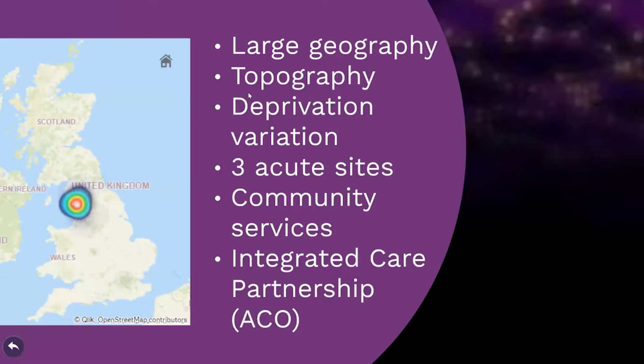There's a lot of deprivation variation. Some of the people classified as being in the most affluent part of the deprivation index live in some of the areas, and also we've got people, particularly in the urban areas, living in very deprived conditions. So there's a huge swing of population in terms of demographics.